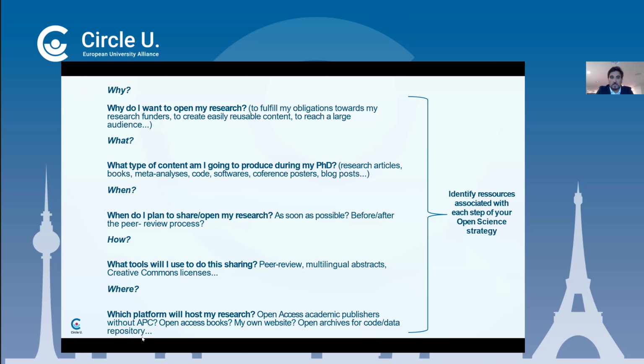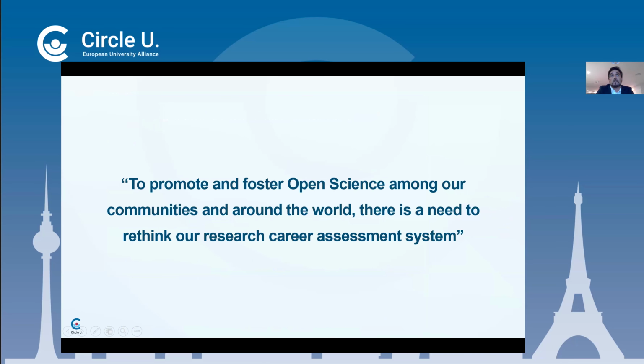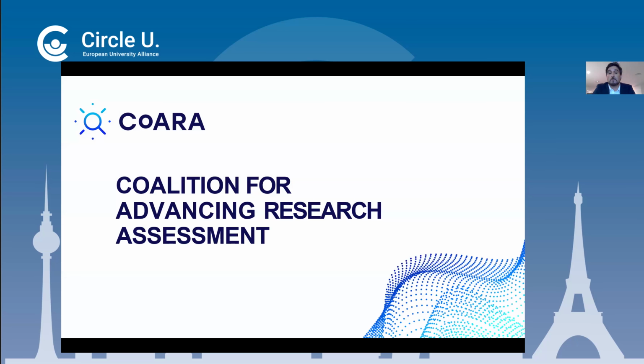Now, I think the biggest issue is, at the end of the day, if we want to promote and foster open science among the different communities and around the world, as some of you already pointed out, there's a need to rethink our research career assessment system. Basically, right now, our system relies too much on high impact factor publication journals. This is why, and it's been mentioned in at least two of the sessions, there's an existing coalition named COARA, the Coalition for Advancing Research Assessment, that has been emerging since 2022.